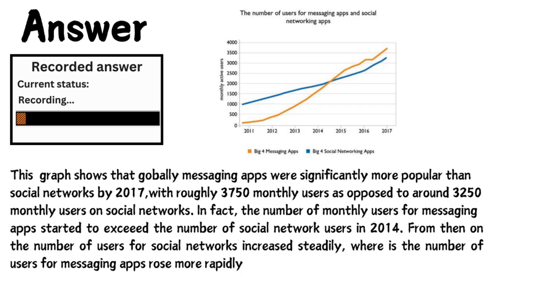This graph shows that globally messaging apps were significantly more popular than social networks by 2017, with roughly 3,750 monthly users as opposed to around 3,250 monthly users on social networks. In fact, the number of monthly users for messaging apps started to exceed the number of social network users in 2014. From then on, the number of users for social networks increased steadily, and the number of users for messaging apps rose more rapidly.